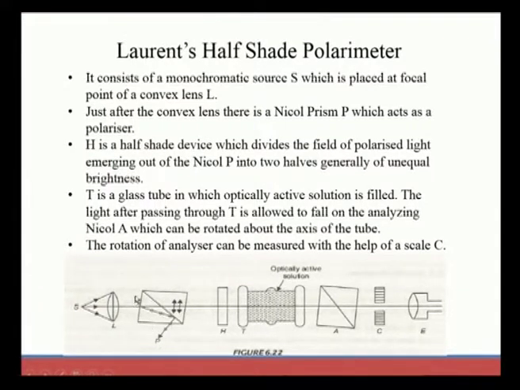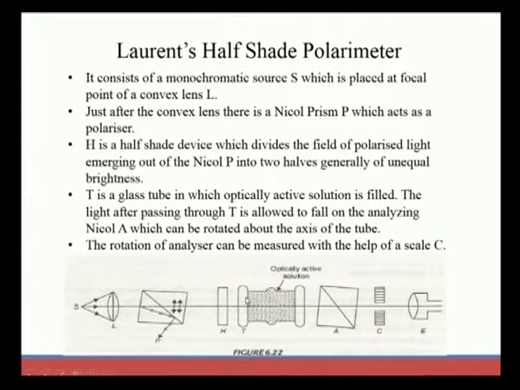which is represented by P and acts as a polarizer. After that there is H, a half shade device which divides the field of polarized light emerging out of the Nicol prism P into two halves, generally of unequal brightness. So, this is the half shade device.